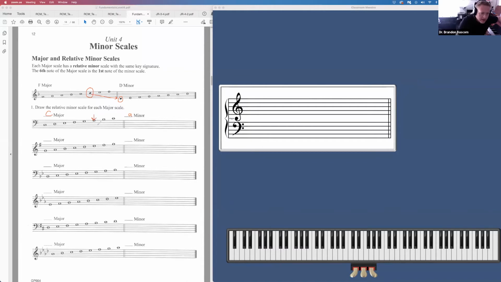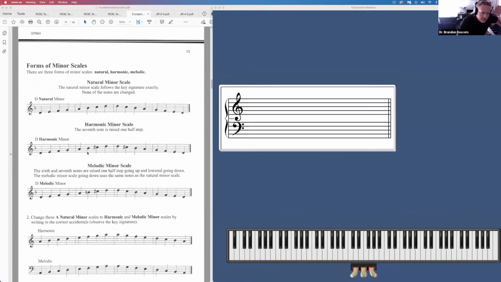So go ahead and write in our scales. We are writing the relative minor. They don't specify it here, but I'm going to say we are writing in our natural minor scale. So we are not making any alterations with accidentals, using the exact same notes on page 12.